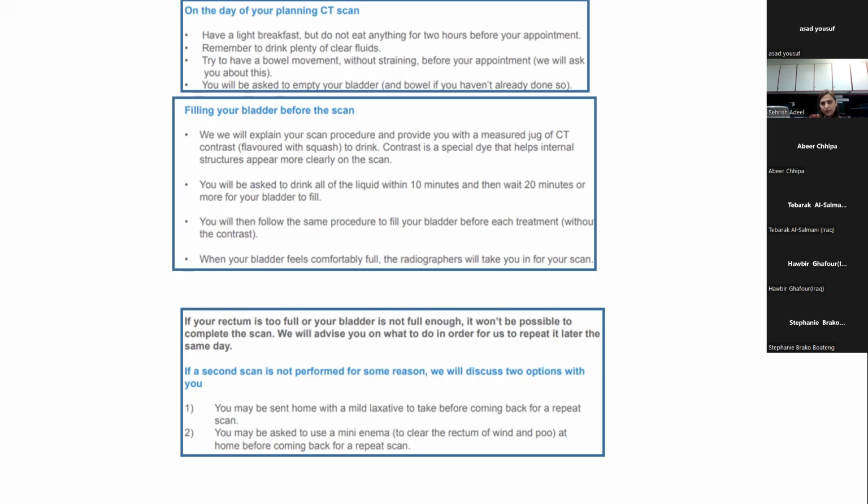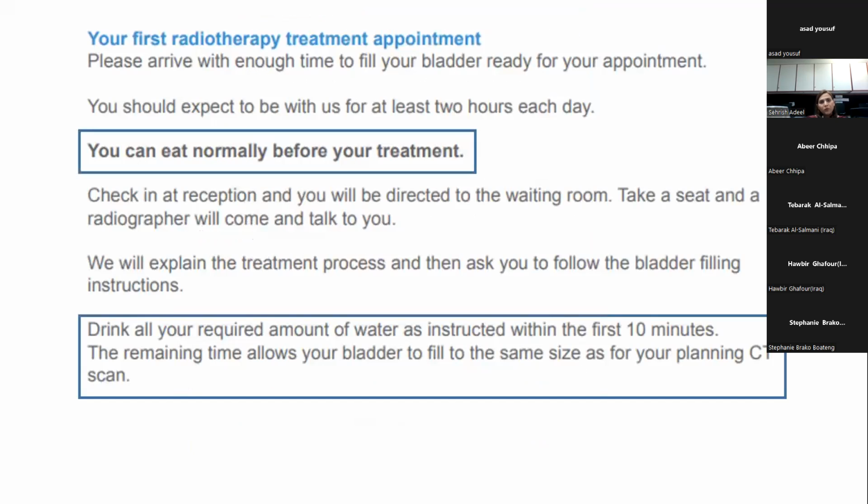We give them advice on what to do about the problem. If the patient is having a distended rectum, we give them medicines to properly defecate, and we ask them to take more and more water and to walk, and all these things are advised. On the day of treatment, we ask them to eat normally before treatment, and drink all the required amount of water as instructed within the first 10 minutes, and then in the remaining time allow your bladder to fill to the same size as for your planning CT scan.